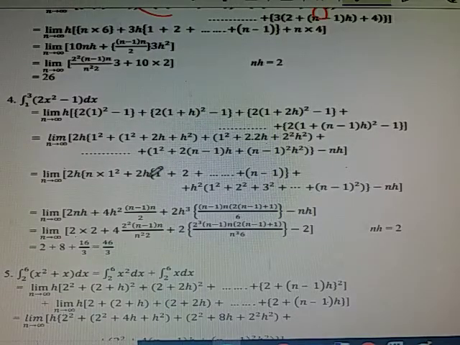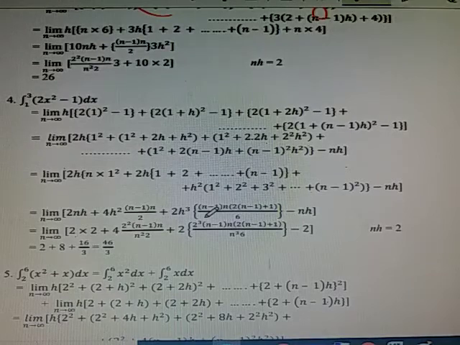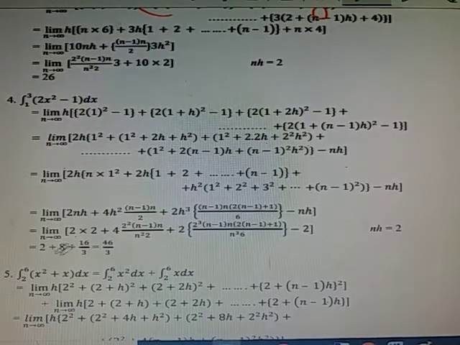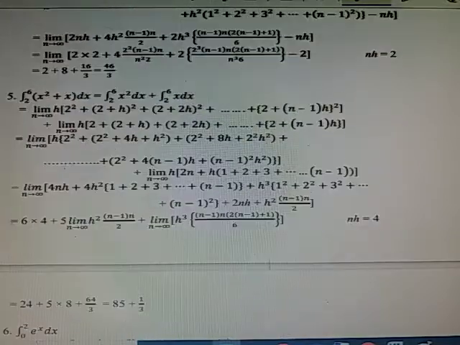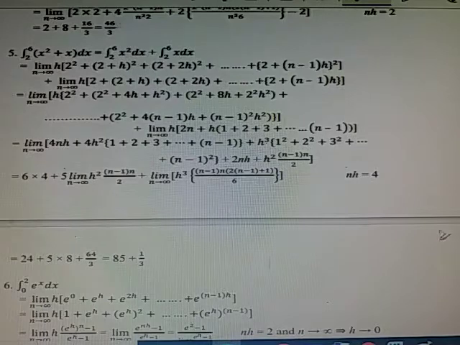So h twice h by this one, and then you write nh is equal to b minus a. So here nh is 3 minus 1, it is 2. You put it in and you will have some limit. So this one is a limit. Then it is the same procedure. It is from 2 to 6, etc.